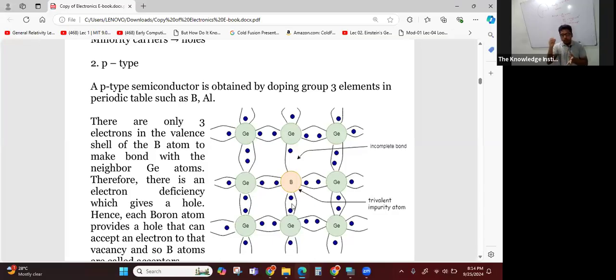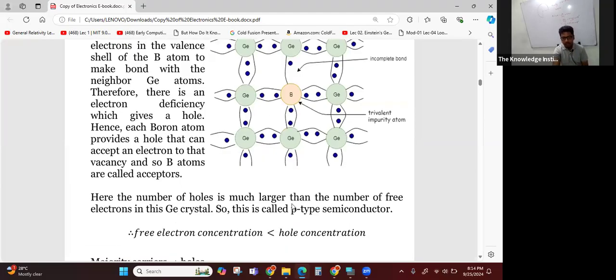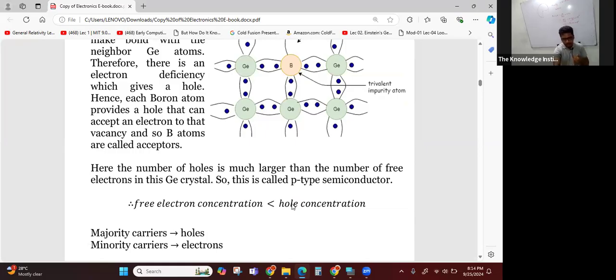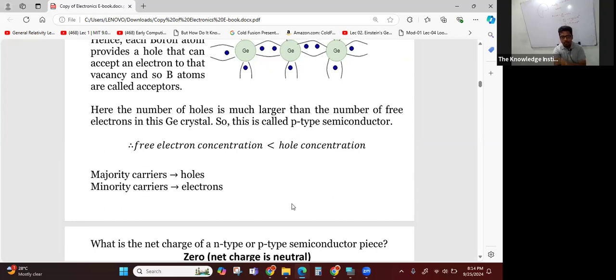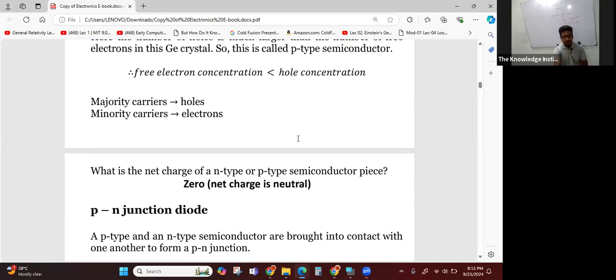So now if we dope with boron, what happens? Boron will accept an electron from the crystal and fill the bond, and then it becomes a negatively charged ion. So the crystal loses one free electron. Therefore, in P-type semiconductor, hole concentration is greater than the electron concentration. So this is known as P-type. P refers to positive, because holes are considered as positive charges, right? So here majority carriers are holes, therefore it is a P-type semiconductor.